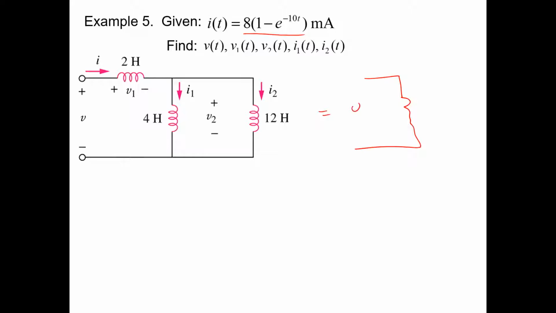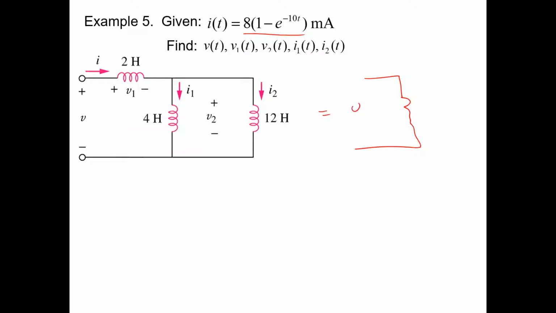So we stopped at this line, right? We didn't solve this problem. We said, this is example 5. Given that i of t equals 8 times 1 minus e to the minus 10t milliamps, we're supposed to find v of t, v1 of t, v2 of t, i1. We're supposed to find every circuit variable in there.